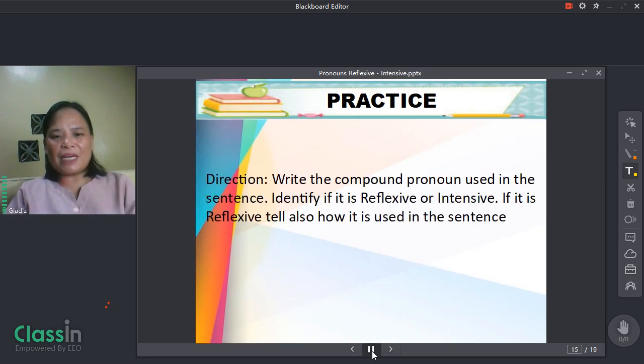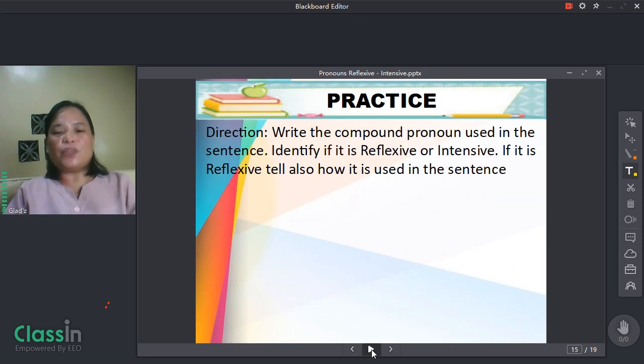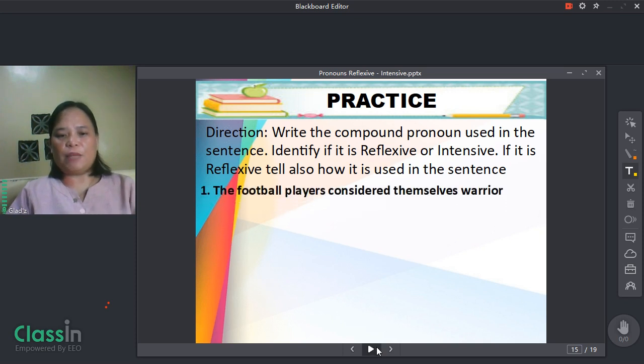So we have another practice. Write the compound pronoun used in the sentence. Identify if it is reflexive or intensive. And if it is reflexive, tell also how it is used in the sentence. It is the same as what we did in our previous practice, but this time you need to look for the compound pronoun first. Okay, so number one, what is the compound pronoun here?